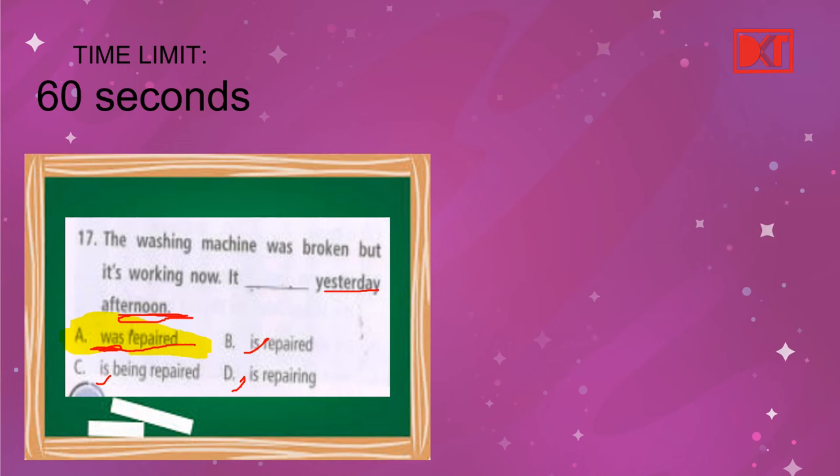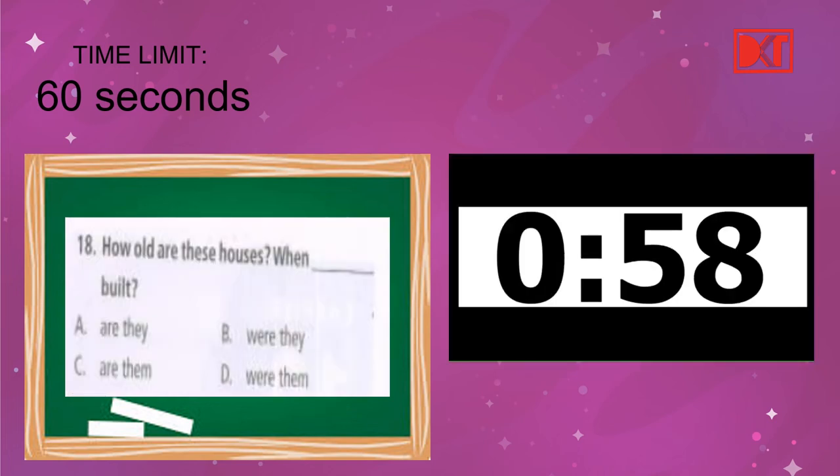This one is pretty easy. Jyada options dekhne ki bhi zarurat nahi hai. But main tab bhi explain kar deti hun. Was because past ki baat hai and repaired because past participle hai. And other ones, isme is hai, present ki baat ho rahi hai, incorrect. C, is being, again present ki baat ho rahi hai, incorrect. D, isme to present ki bhi baat ho rahi hai, and repairing past participle is also incorrect. Alright.